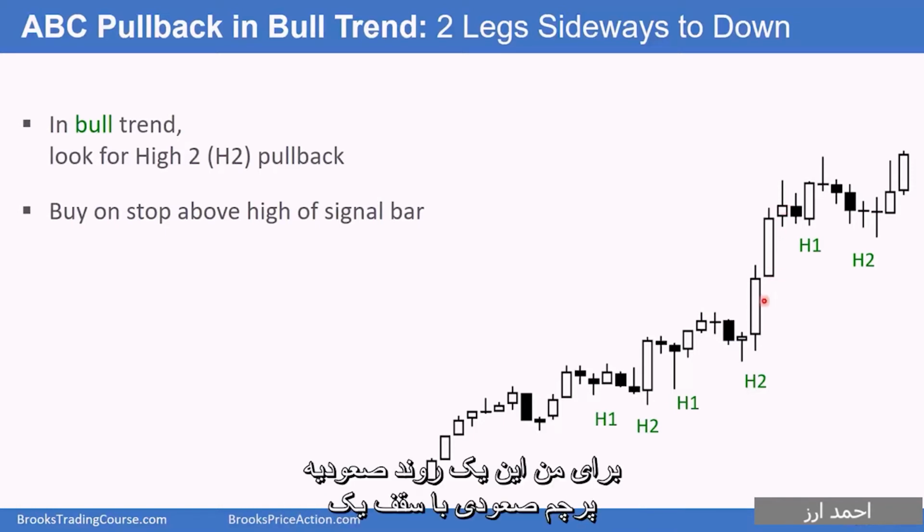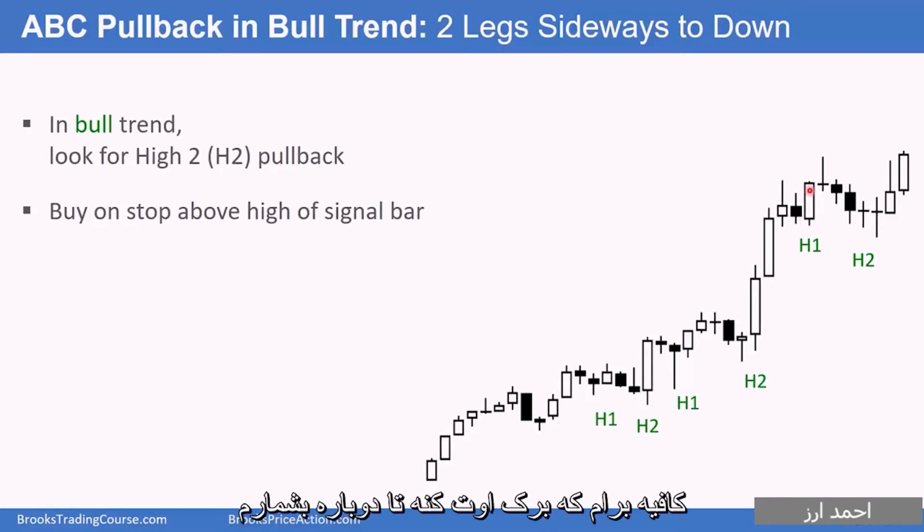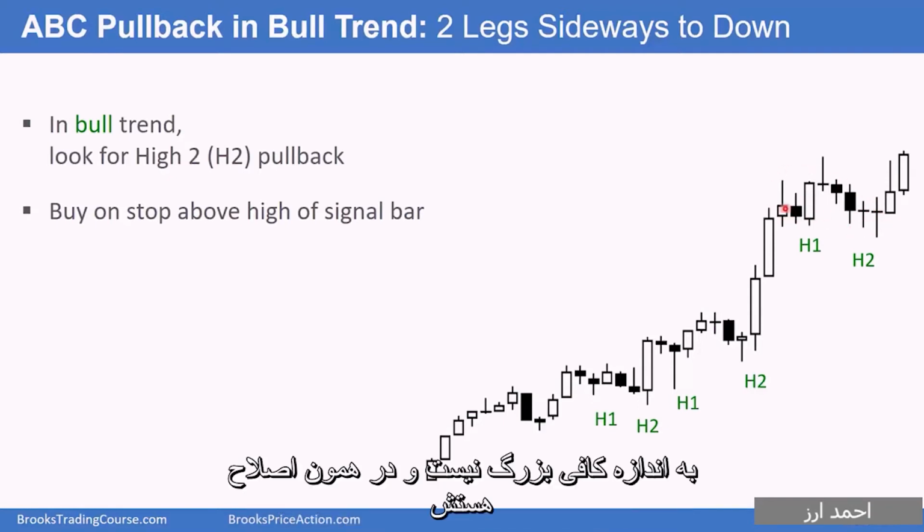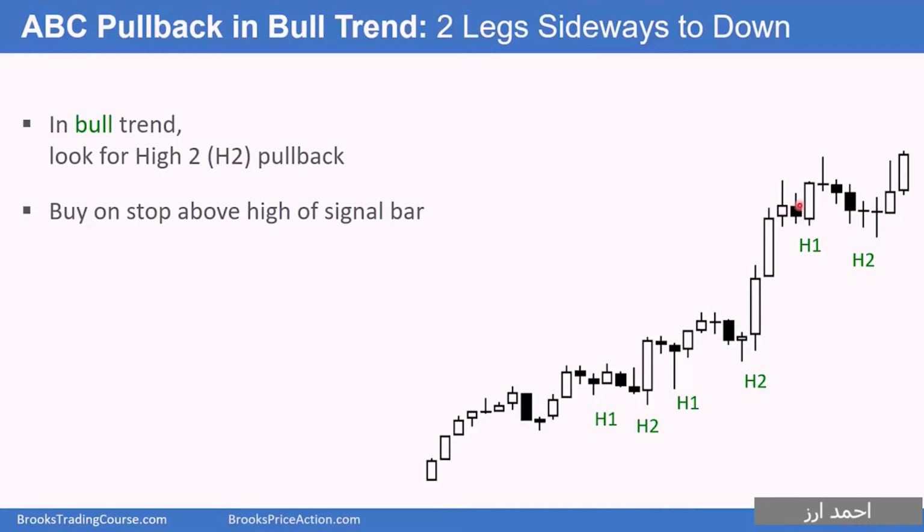For me, this is a bull trend and a pullback, a high 1 buy setup. Is this enough of a breakout for me to restart the count and call this another high 1? You can. I would say that it's not big enough, and I would say this is all part of the same correction. To me, this would be a high 1, a first attempt up, did not get very far, and this would be a high 2 buy setup, and traders would buy above the high of that bar or above the high of this bar. Anytime the market forms a double bottom, bull flag, it's a high 2 buy setup.